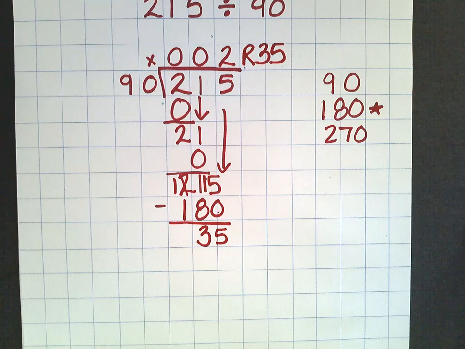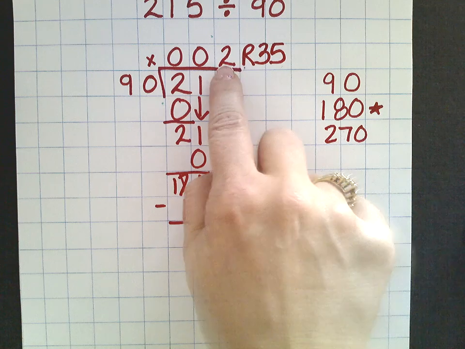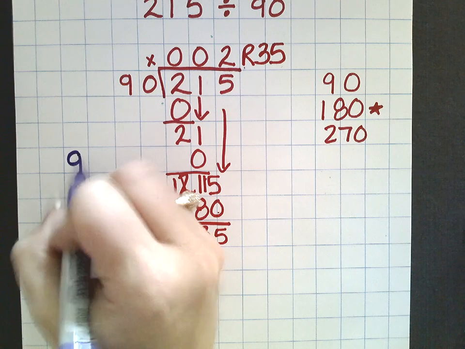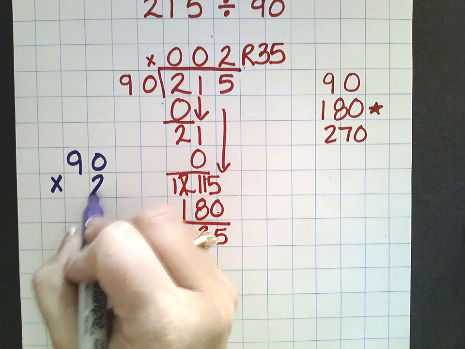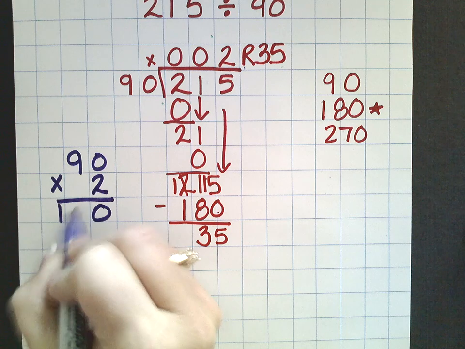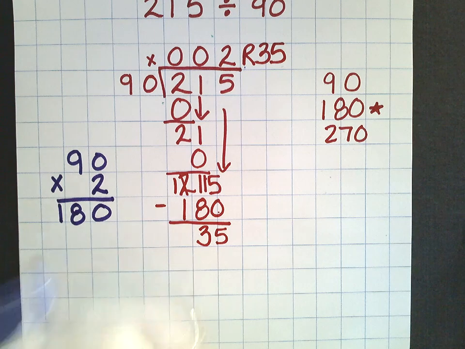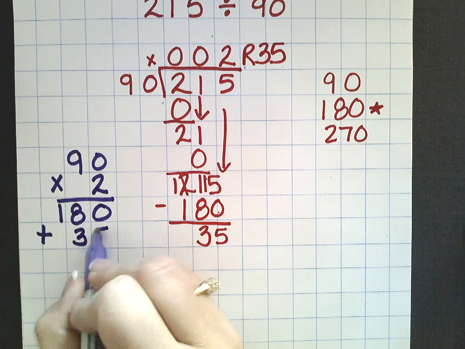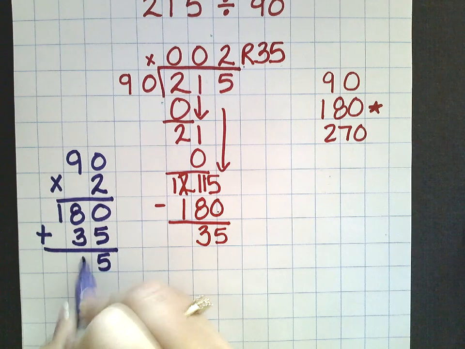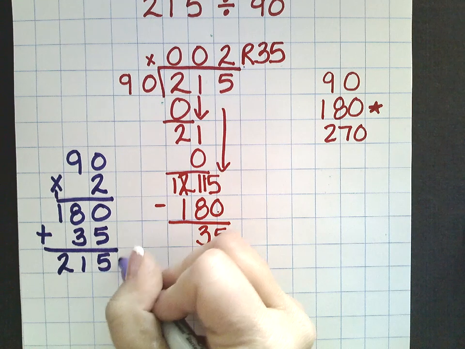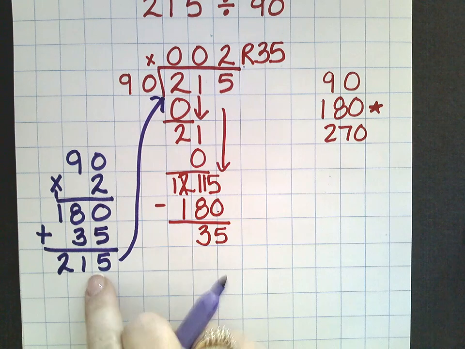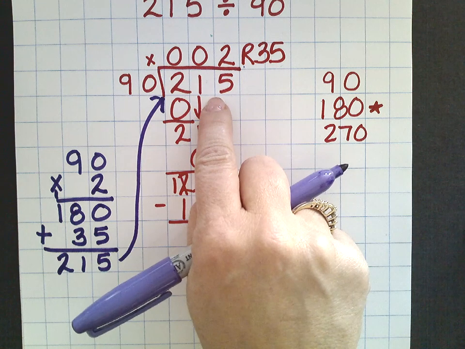So now we're going to check our answer using the inverse operation. I'm going to do 90 times 2 and add on that 35. So let's come over to the side. 90 times 2. I got 180. Let's add on that 35. And you know you're successful when this matches your dividend.